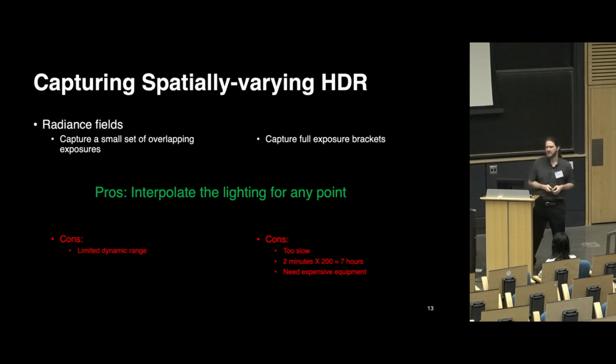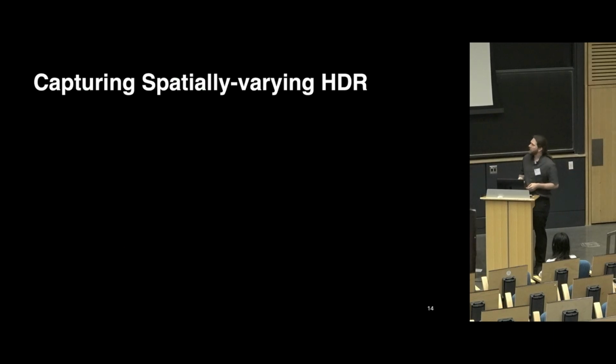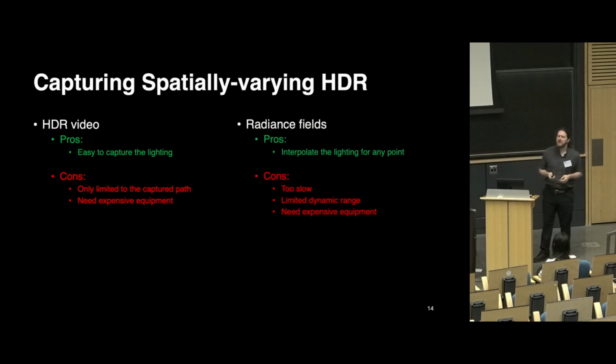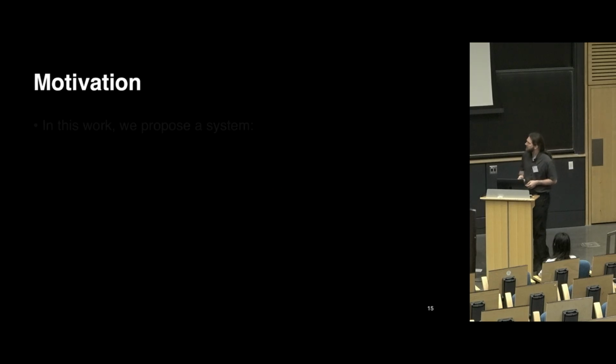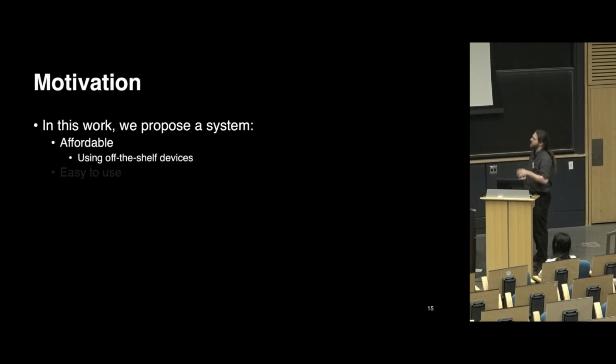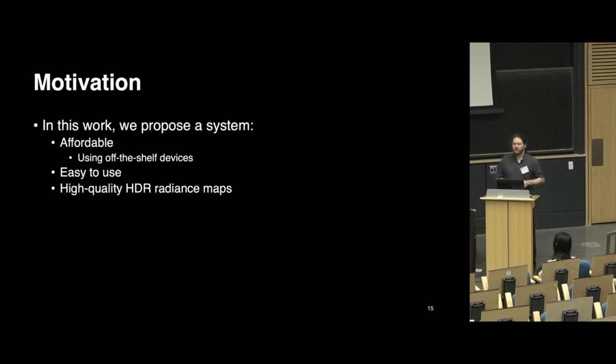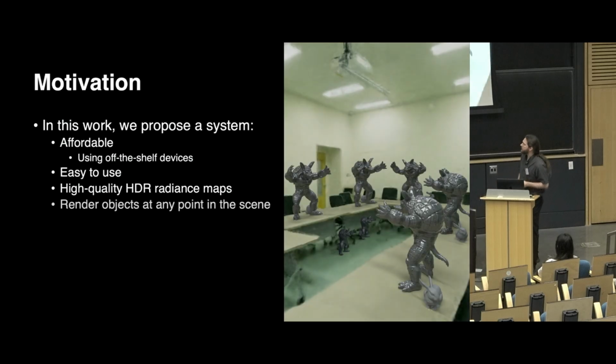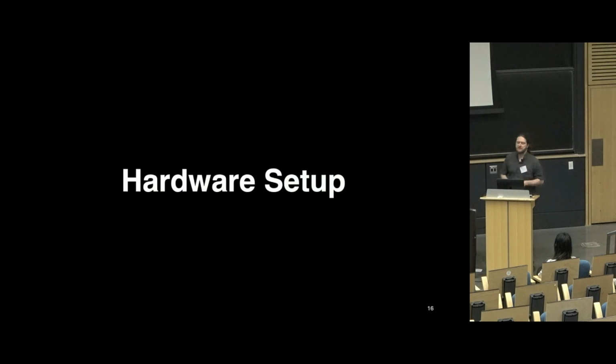How much do you think the capture apparatus that I just showed you in the previous slide costs? It is $200,000. So pretty expensive. The question is, how can we get the best of both worlds? In this work, we want something relatively affordable, cheap, easy to use, and high quality, and we can recover HDR radiance maps from this, so that we can insert virtual objects inside of our scene afterwards. So how do we achieve this?